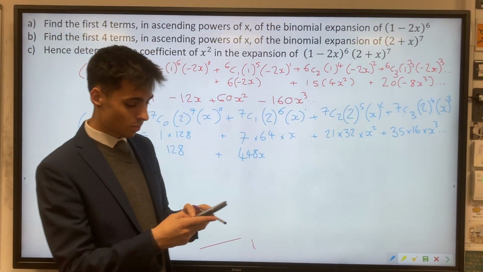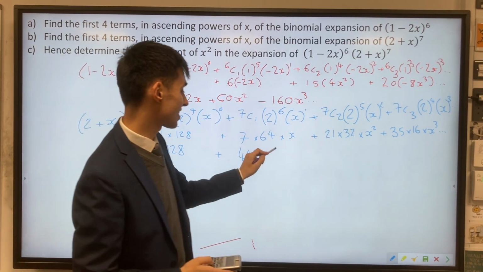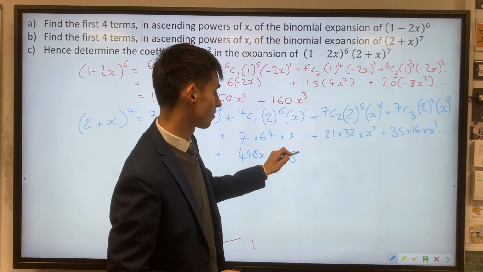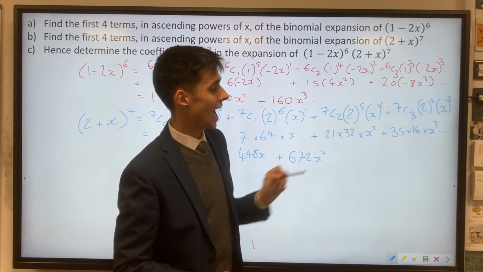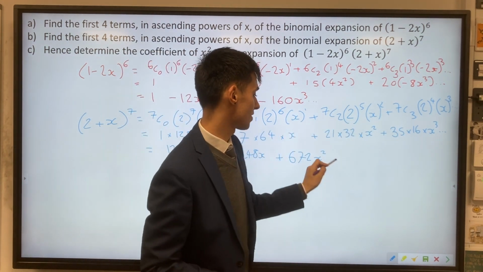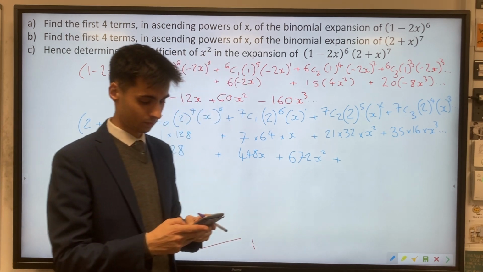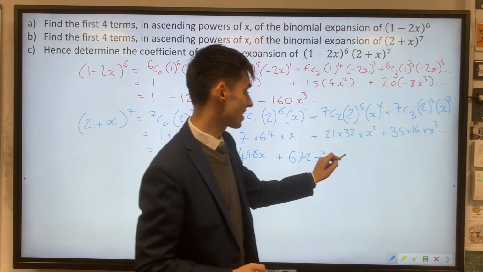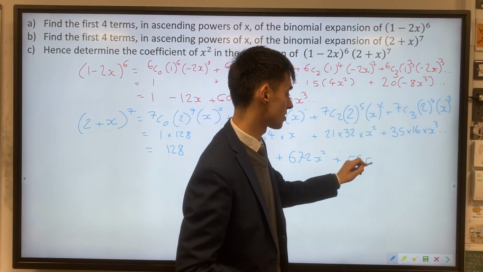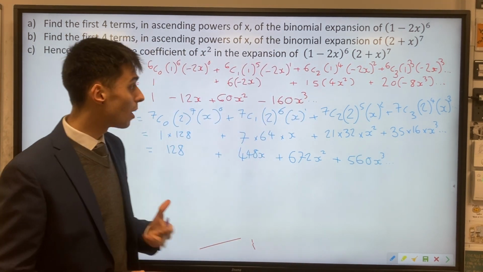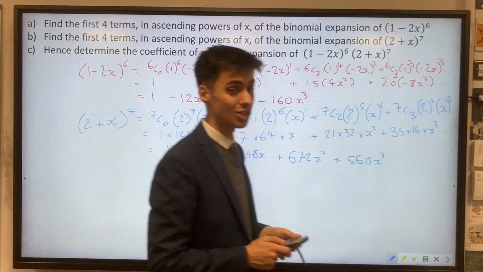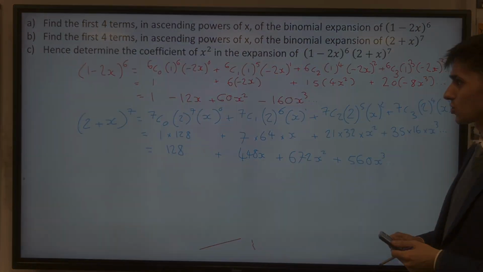Then we've got 21 times 32, which is 672 for our x squareds. And our last one, we've got 35 times 16, which is 560 for our x cubed. Okay, we have both then of our binomial expansions that we wanted in this question.